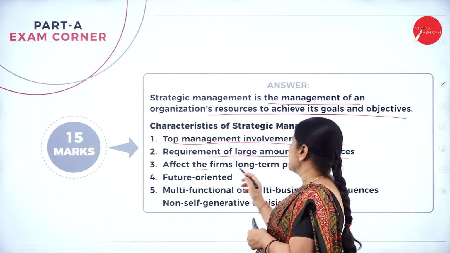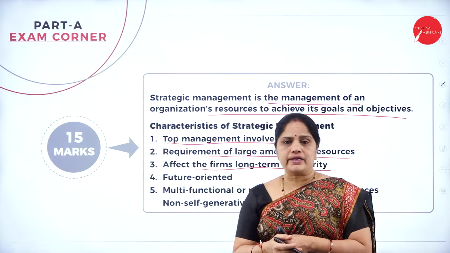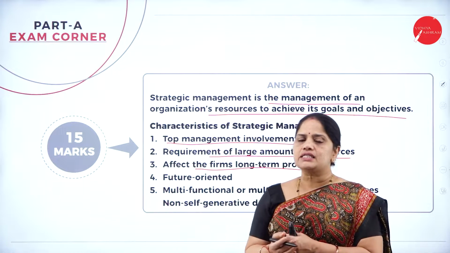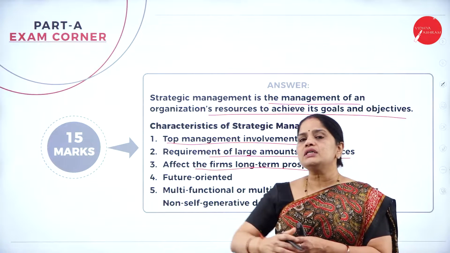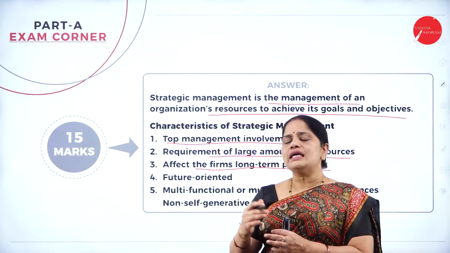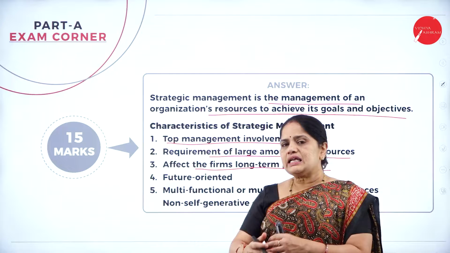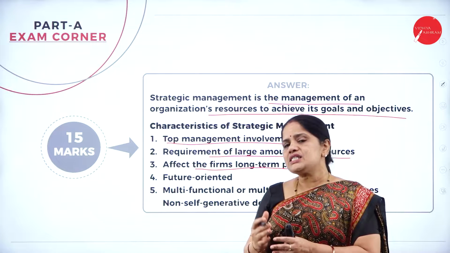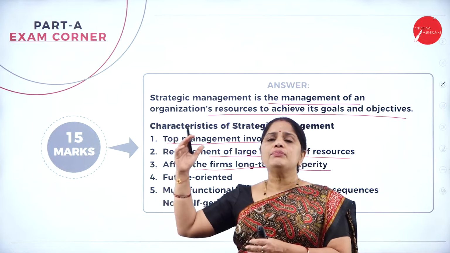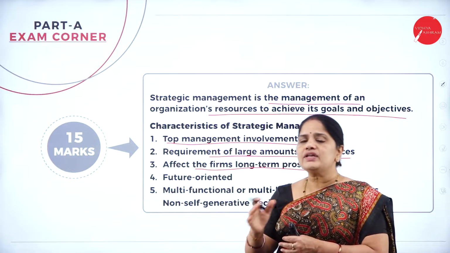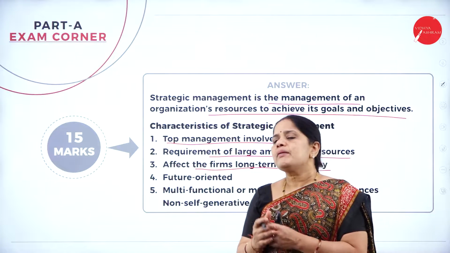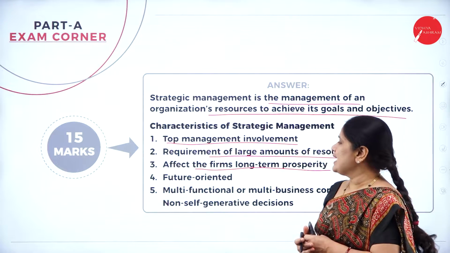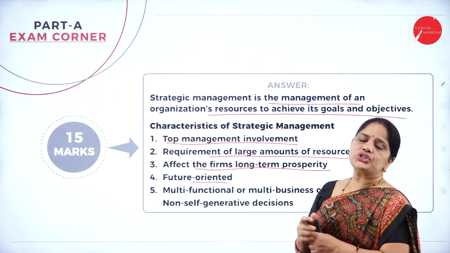Then third one is it affects the firm's long-term prosperity. Whenever strategic management is undertaken, it is there for the long-term prosperity. We think about in the long run where the company will be. In the next 5 years, in the next 10 years, where will we see the company? And as such, the plans will be made for the long-term prosperity of the company. The company will not be interested in short-term gains, but will be interested in getting the long-term prosperity for the organization.